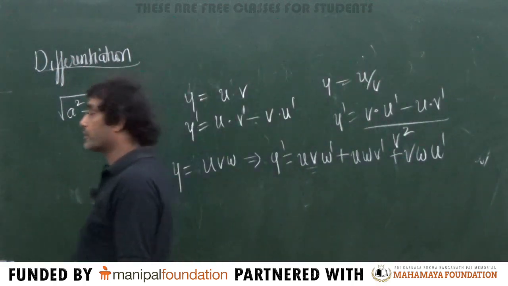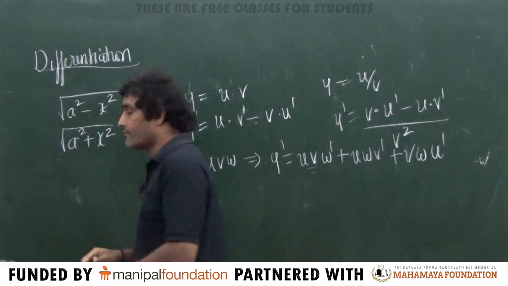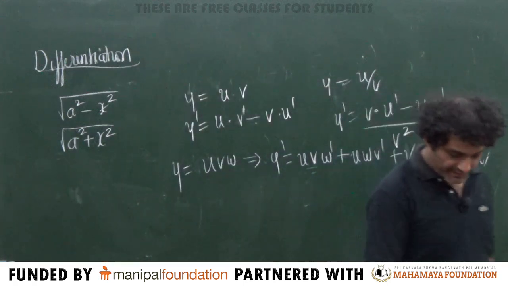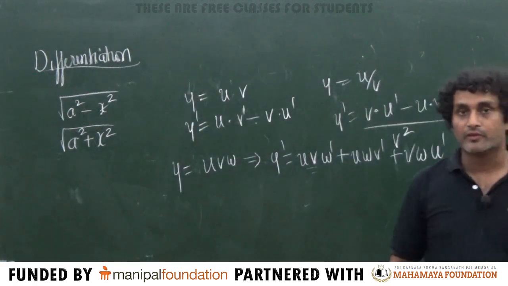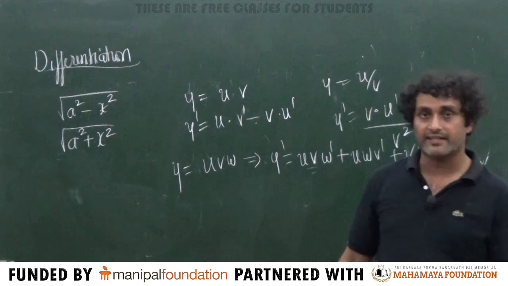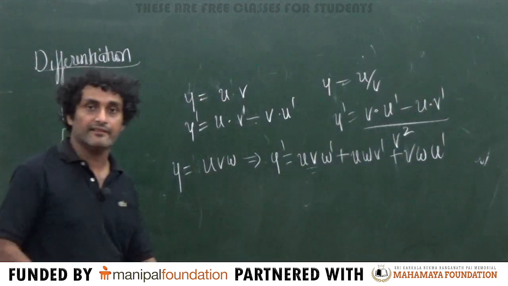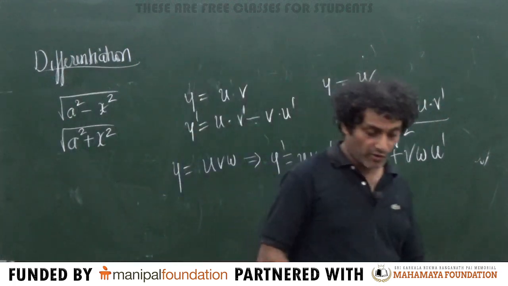What will you put for this? Do we know 1 plus tan square theta is? What is 1 plus tan square theta? Secant square theta, right? So can you put x is a tan theta or x is a cot theta?